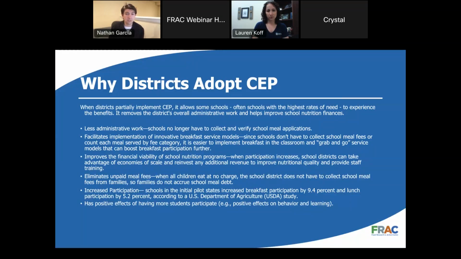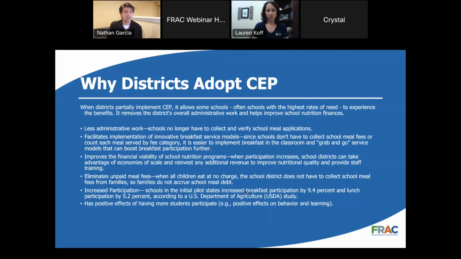So why do districts adopt CEP? This is really going through some of the benefits that we know all districts experience from CEP. When districts partially implement CEP, it allows at least some of the schools, often schools with the highest rates of need, to experience the benefits. It removes some of the district's overall administrative work and helps improve school nutrition finances. Some of the benefits we'll walk through are for CEP generally, but they're definitely applicable for partial CEP schools.